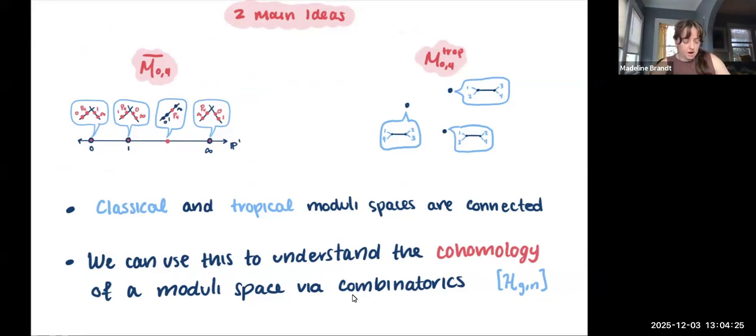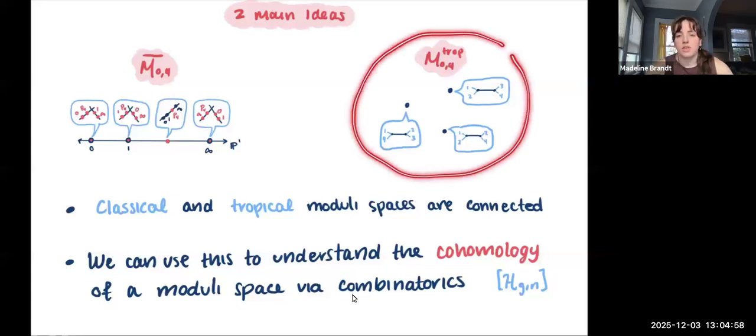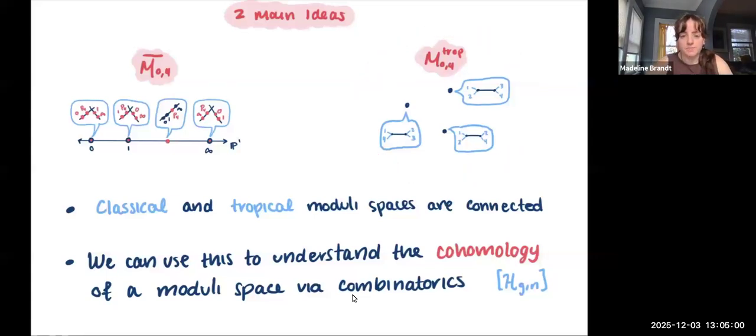The main ideas are that classical and tropical moduli spaces are connected. So there's going to be some way to pass between these two objects. And in fact, the tropical space does say something about the classical moduli space. That's the second point, which is that we can use this connection to understand the cohomology of the classical moduli space via combinatorics, which comes from the tropical moduli space on the right-hand side.